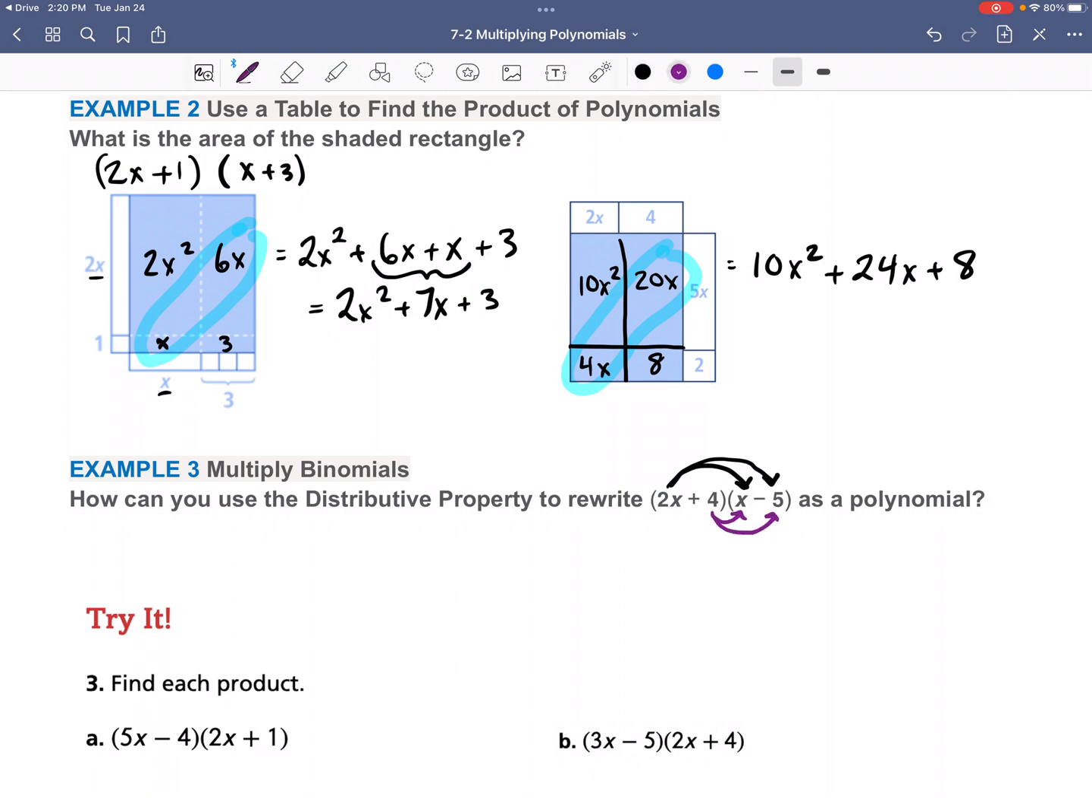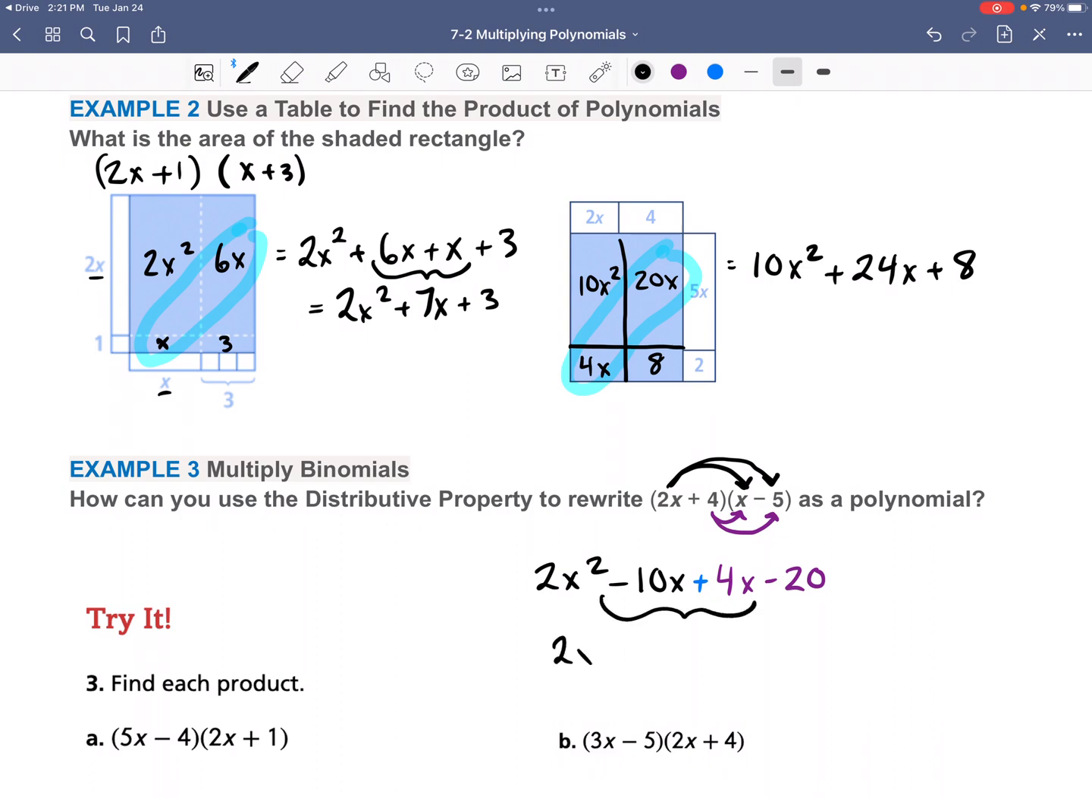So we're going to multiply 4 times. As you can see, there are 4 arrows. So 2x times x is 2x squared, and 2x times minus 5 is minus 10x. That's the black arrows. And then we'll do the purple arrows. So we have 4x, that's 4 times x, and 4 times negative 5 is negative 20. Then I'm just going to put a plus in between them because we have to combine them. So this combines.